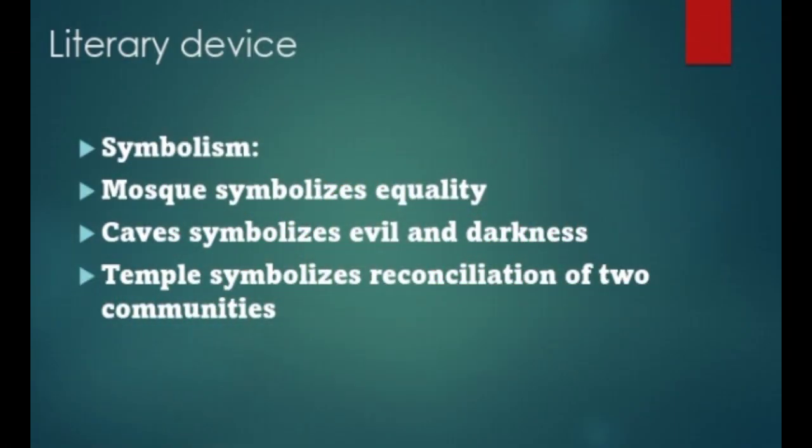There is also a literary device, symbolism, present in the novel. Here the Mosque symbolizes unity of two different communities, equality and goodness. The second one is the Cave, which symbolizes complexity, darkness, evilness, and the echoes made by the Britishers. The third one is the Temple, which symbolizes the reconciliation of two different communities, like Britishers and Indians.